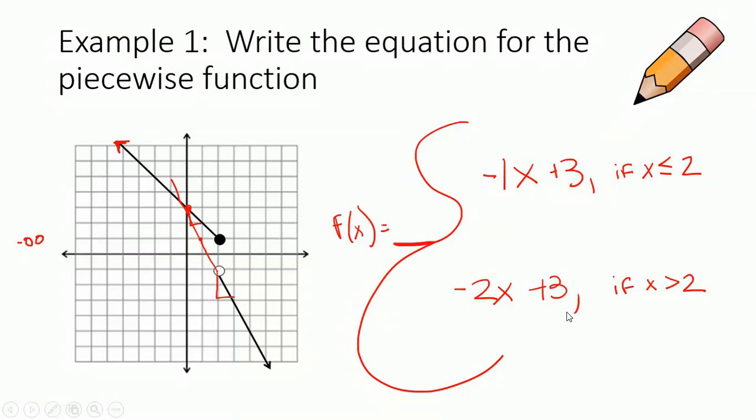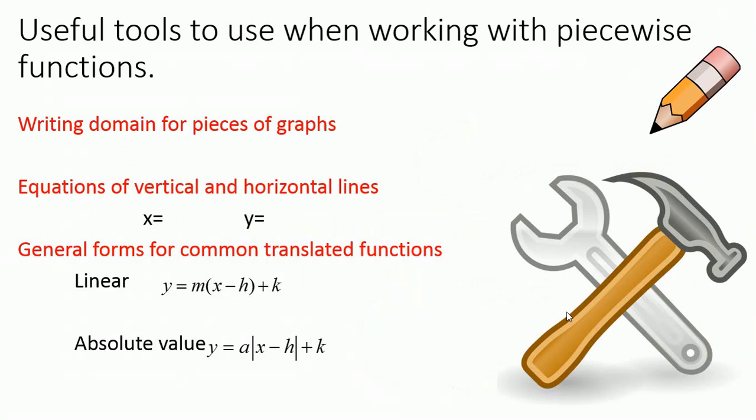Now, some graphs, it's going to be a lot more difficult to find the y-intercept. So what we can do is use the transformations that we learned with our absolute value functions to make writing equations of lines a lot easier. And I'll show you an example here.